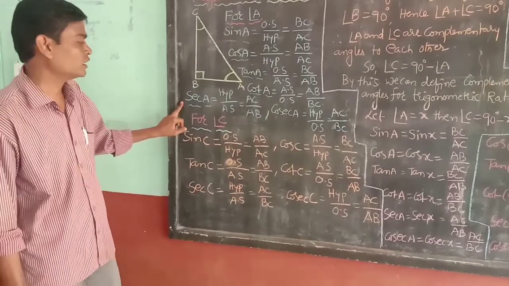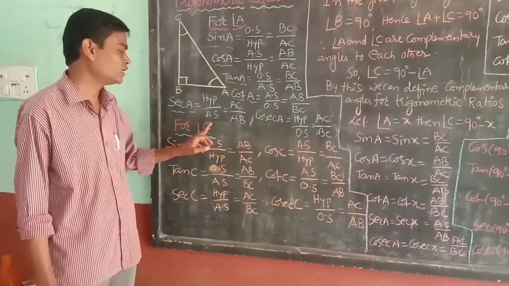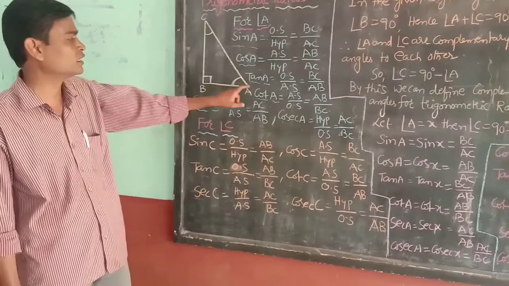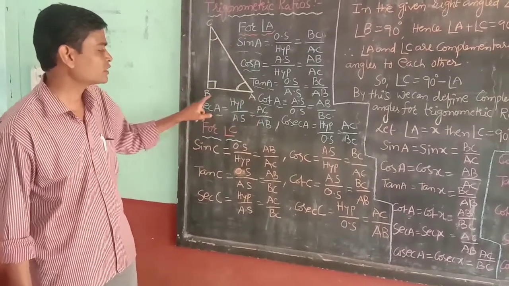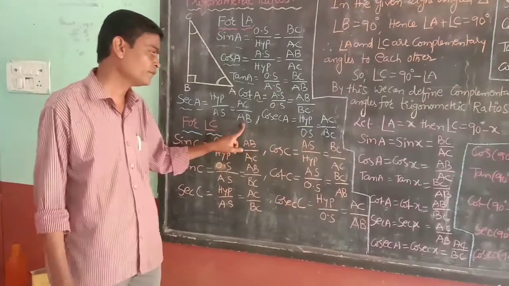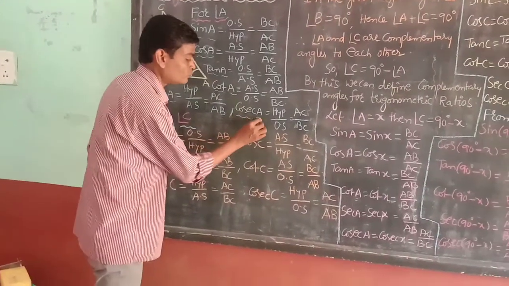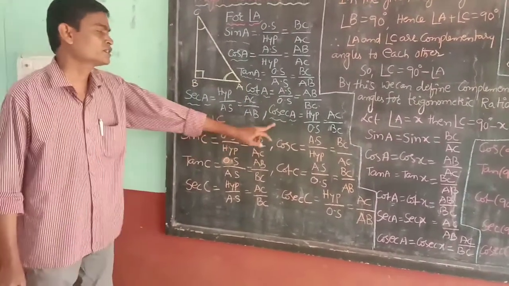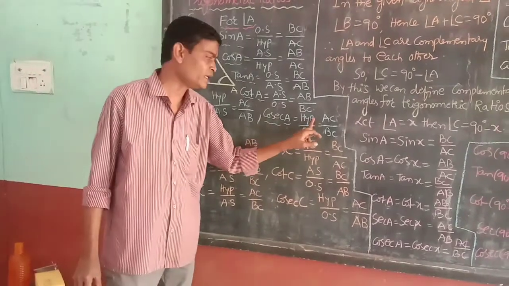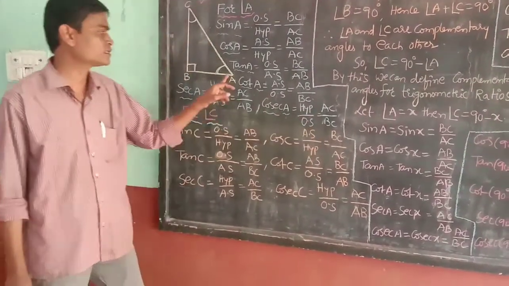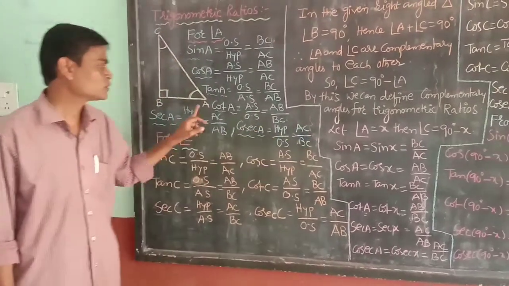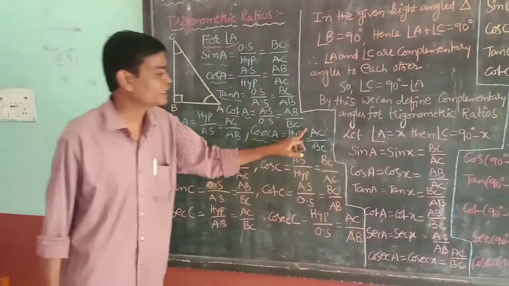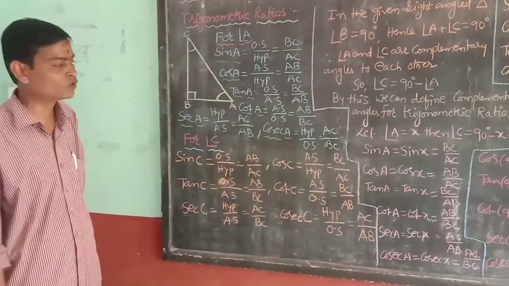In the same way, the next trigonometric ratio is sec A. Sec A is the hypotenuse by adjacent side. What is the hypotenuse here? AC is the hypotenuse, by adjacent side, which is AB. So AC by AB. The next is cosec A. The definition of cosec A is hypotenuse by opposite side. What is the hypotenuse here? AC is the hypotenuse. So AC by the opposite side, which is BC. So AC by BC. This is the definition of cosec A.